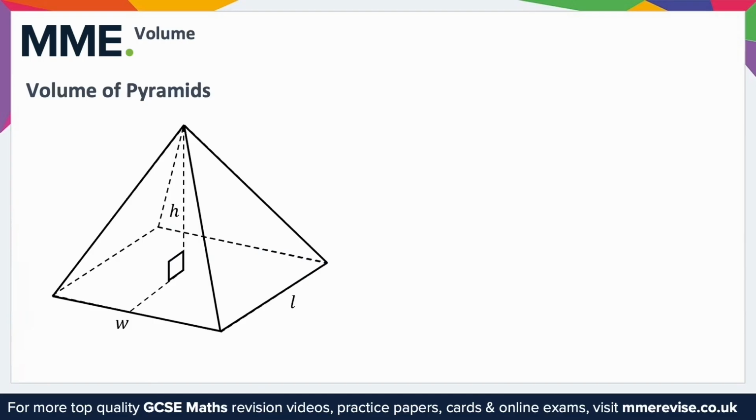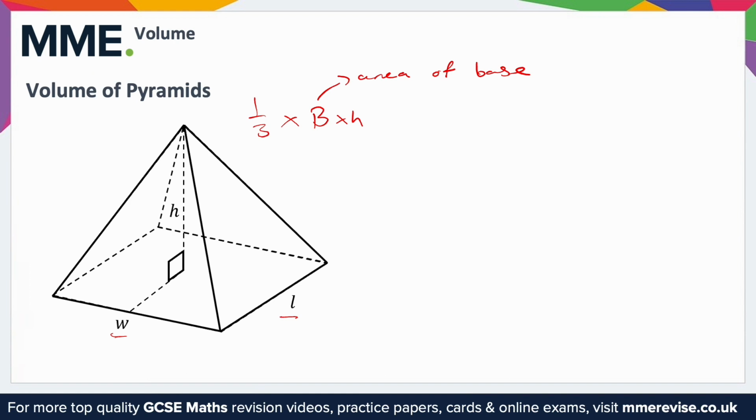The volume of a pyramid has a formula that is a third times the area of the base, B for area of base, times by the height. So for a square base pyramid, this isn't too bad because W and L would be the same. So it's a third times whatever the width of the base is. So for example, L squared, because it's a square base, times by the height.